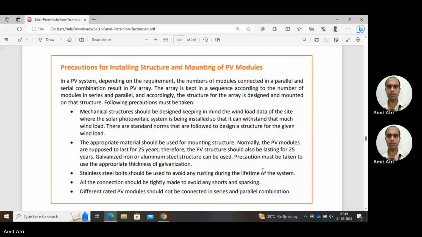So for the frame, most probably a galvanized iron or aluminum steel structure can be used, and the thickness of galvanization also should be sufficient, so that it can withstand this type of environmental condition for a long time. Another point is that stainless steel bolts should be used to avoid any rusting during the lifetime.